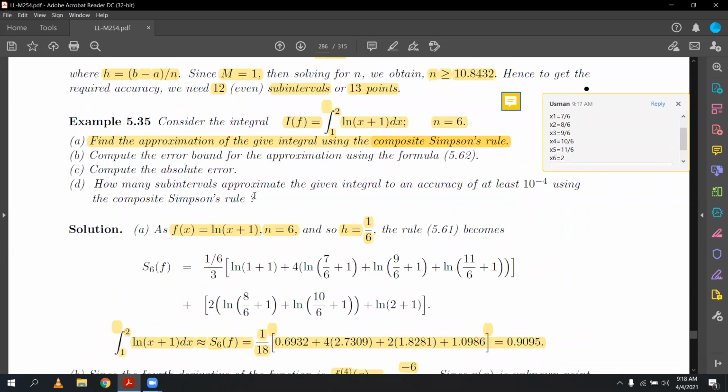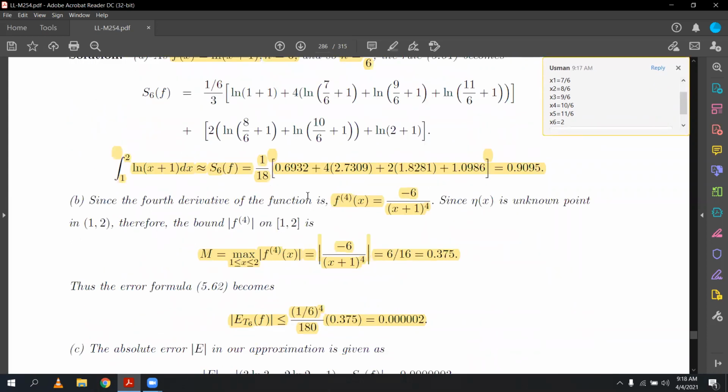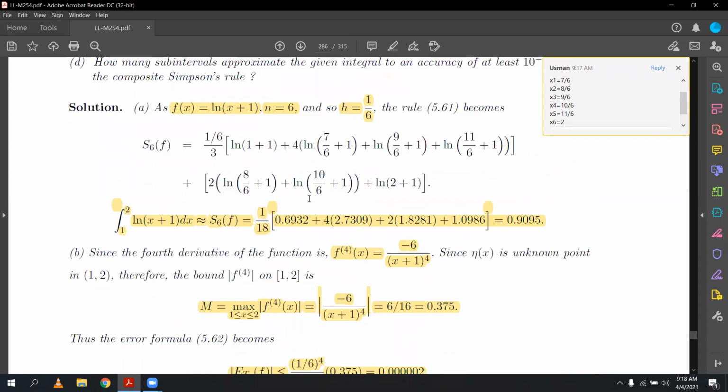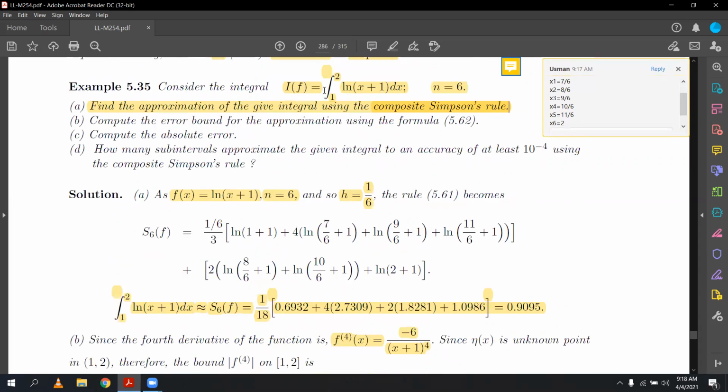What is the second part? It says compute the error bound for the approximation. For the error bound, we need the fourth derivative of the function. Your function is a very simple one: ln(x) plus 1. What is the first derivative? 1 over (x plus 1). What is the second derivative? Minus 1 over (x plus 1) squared.